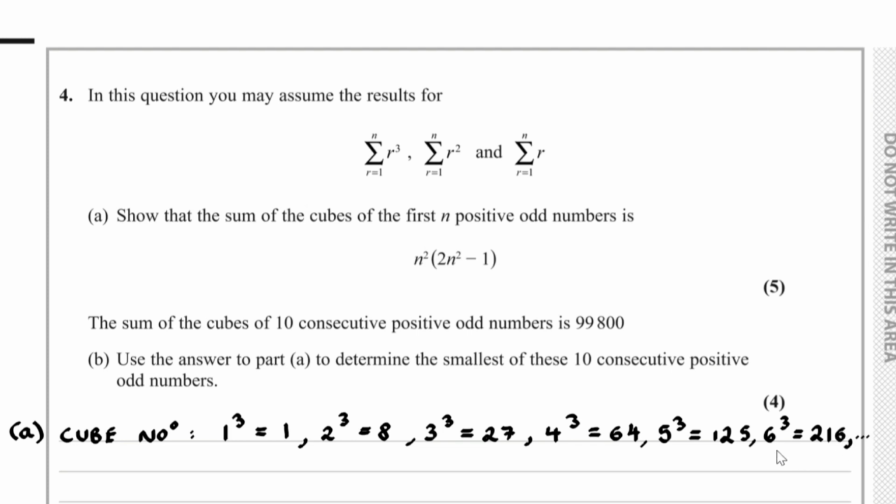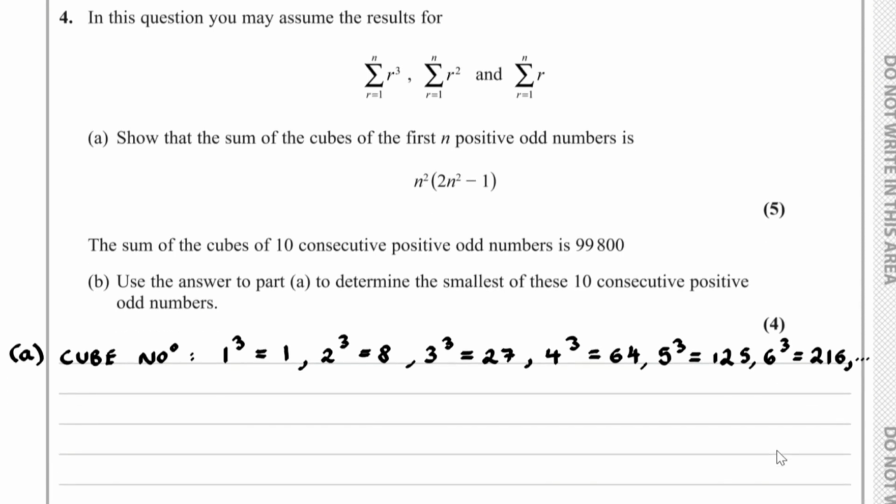We could continue. Now, what is this question asking for? The question is asking for the sum of the first n positive odd numbers, and that's key in this question. We want the sum of the cubes of the first n positive odd numbers. That's another key word over here, the positive.